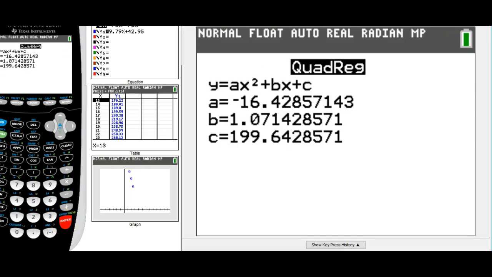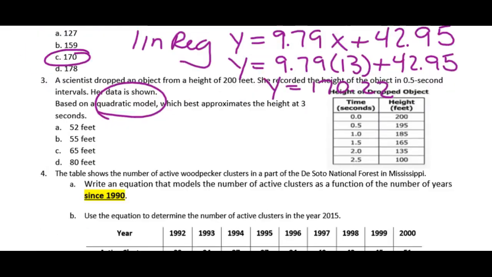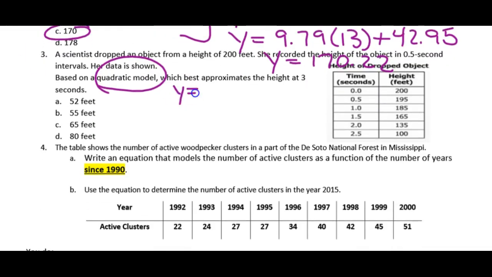And there we go. There is our equation. Y equals negative 16.43x squared plus 1.07x plus 199.64. So I like to write that so that I don't forget it. So y equals negative 16.43 x squared plus 1.07 x plus 199.64. Now they're asking us what would be the height at 3 seconds.